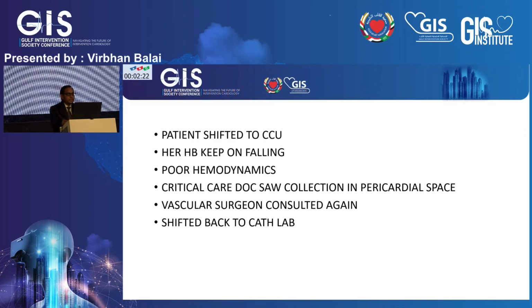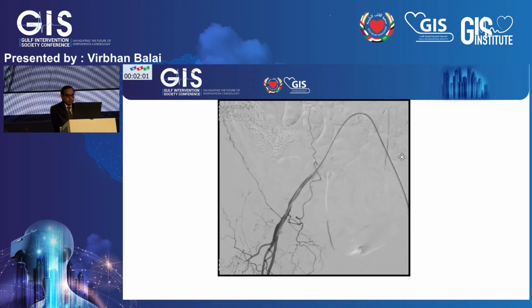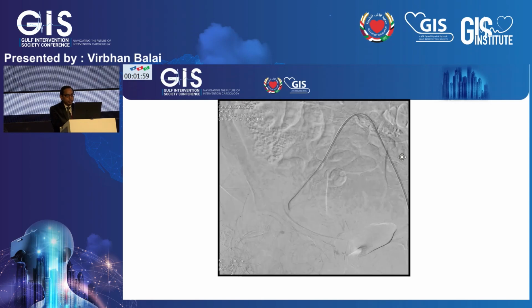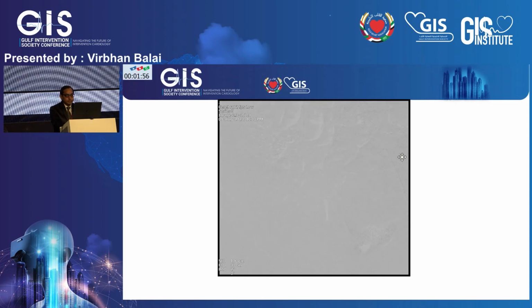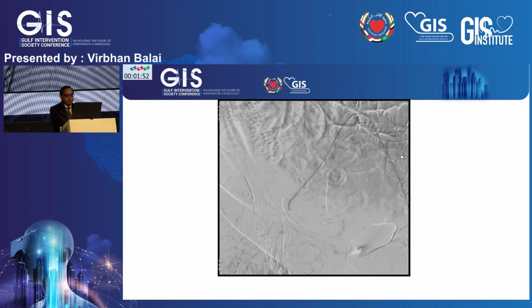But in the CCU, the patient never got stabilized. Her hemoglobin kept on falling, and she had poor hemodynamics. The critical care team also said that the patient had a pouch of collection in the pericardial space as well. And we asked the vascular surgeon to have a look again. The patient was shifted to the cath lab again within an hour, just to have a relook at the right femoral access site. But again, we could not make out any active extravasation.